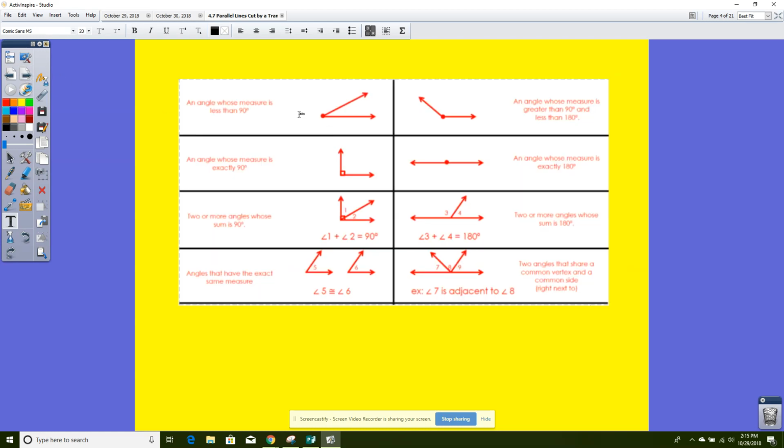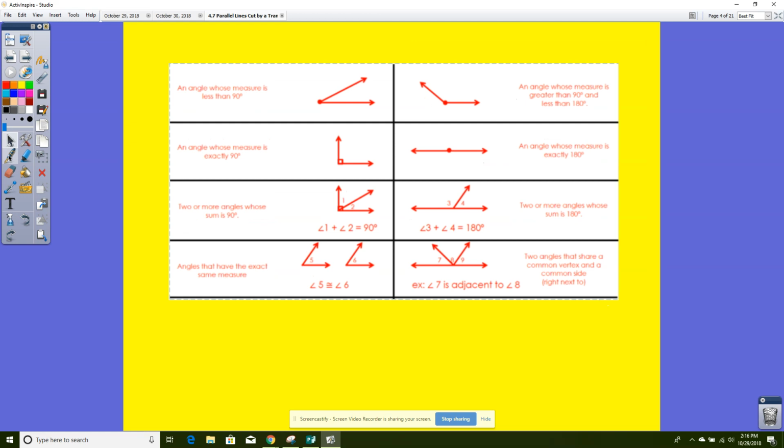So inside of this foldable, if you look, an acute angle is less than 90 degrees. A right angle is exactly 90 degrees. An obtuse angle is greater than 90 degrees. And then a straight angle is exactly 180. So you can think of a straight angle like a straight line.